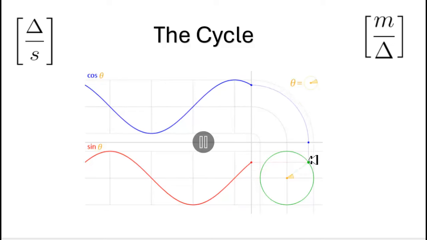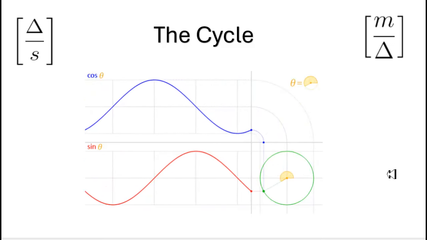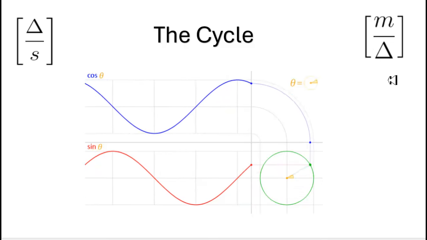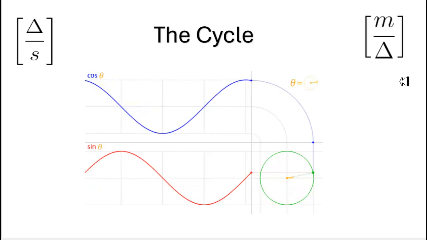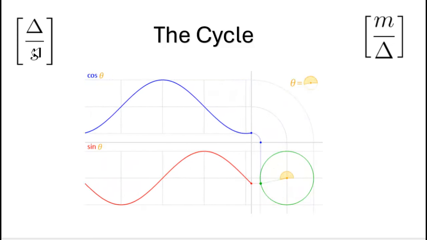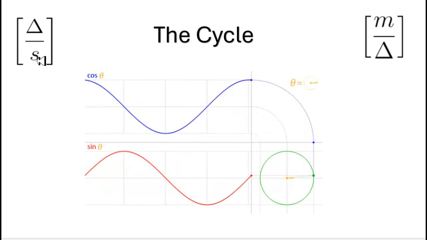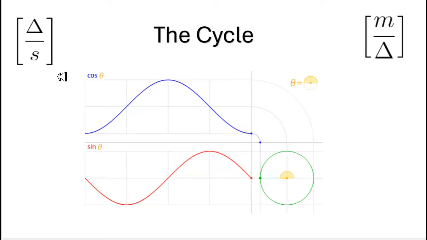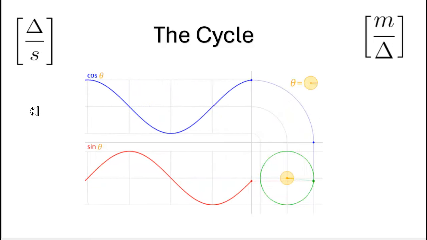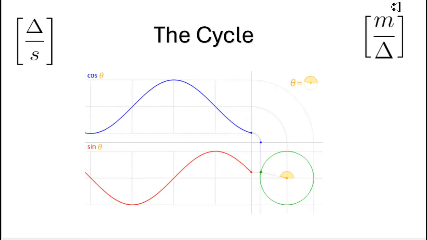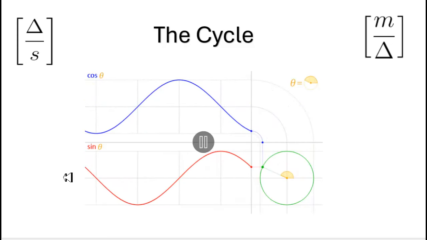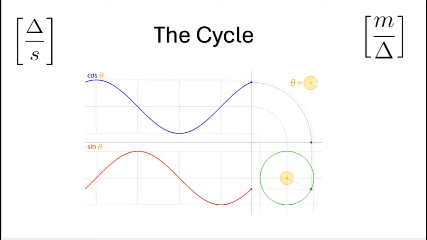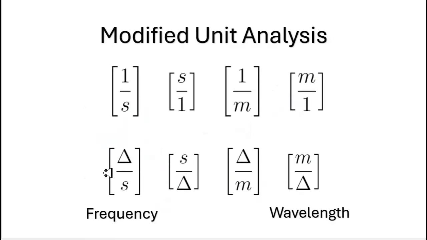So I want to think in terms of cycle, and I'm putting the cycle term back into unit analysis because I want to make sure that we don't forget about the cycle. So, cycles per second are the units of frequency, and meters per cycle are the units of wavelength. And actually, let's be a little more thorough here. Cycles per second is frequency, seconds per cycle.